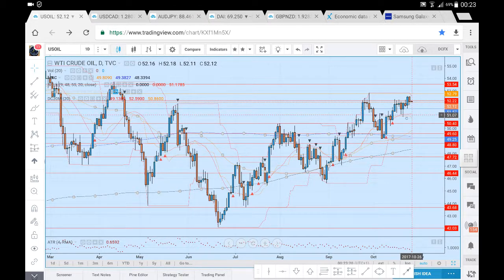We've also got this 20 period moving average that did act as support previously, and this 20 period moving average is currently sitting at 49.80. So 49.80 is where we have the 20 period average for potential dynamic support.